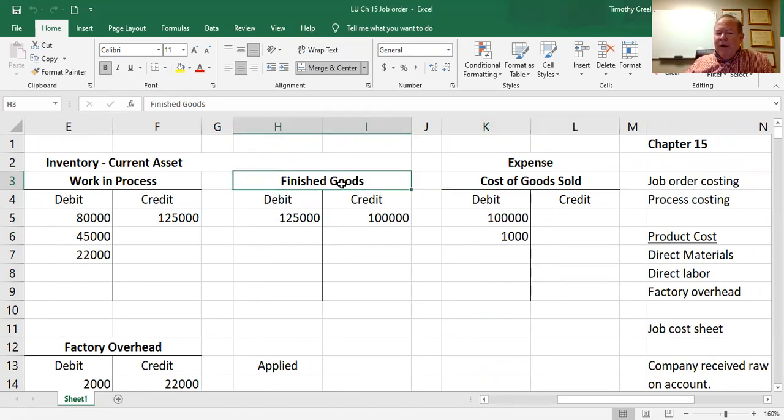So think about it this way. If we complete a product, once it's complete, it sits in finished goods, because finished goods is the place where it's waiting to be sold to the customer. Once it's sold to the customer, it moves out of finished goods and goes to cost of goods sold.